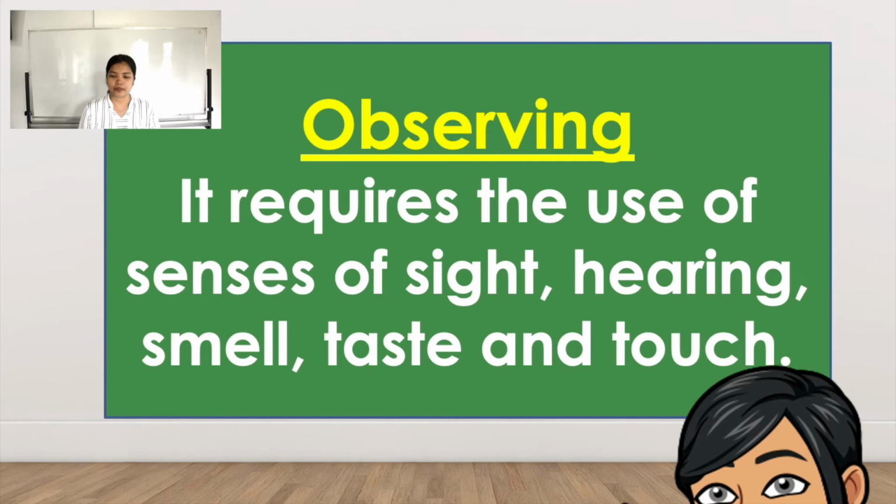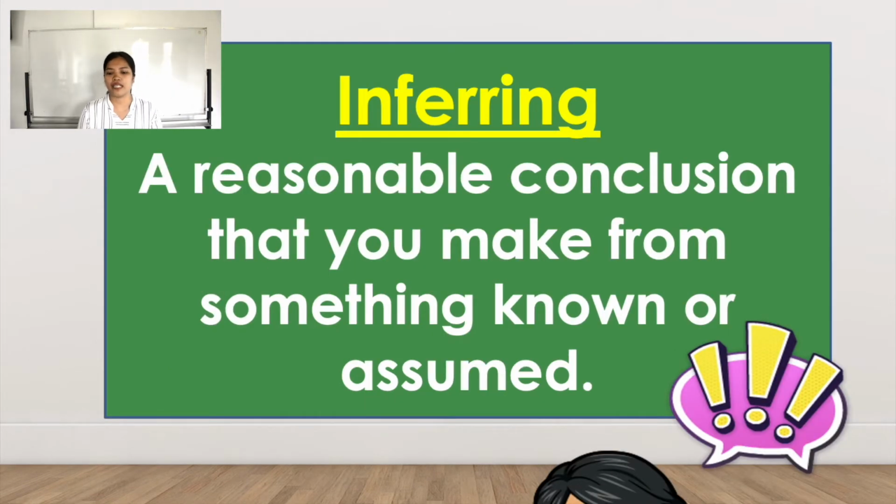Next, inferring. In inferring, you make a reasonable conclusion from something known or assumed. So you assume what will happen next based on what you observe. That is what we call inferring.